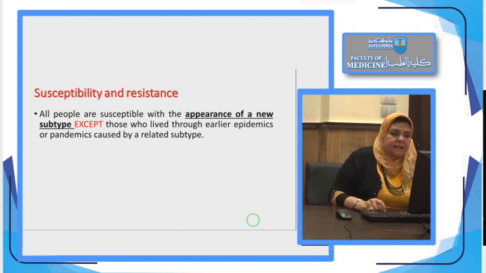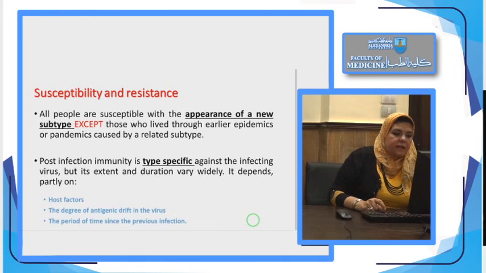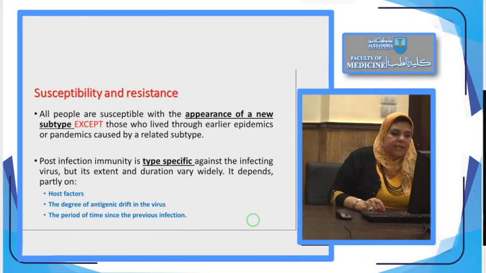Susceptibility and resistance. We consider all people susceptible with the appearance of a new subtype, except those who lived through earlier epidemics or pandemics caused by a related subtype. Post-infection immunity is type specific against the infecting virus, but its extent and duration vary widely. It depends on host factors, degree of antigenic drift in the virus, and period of time since previous infection.